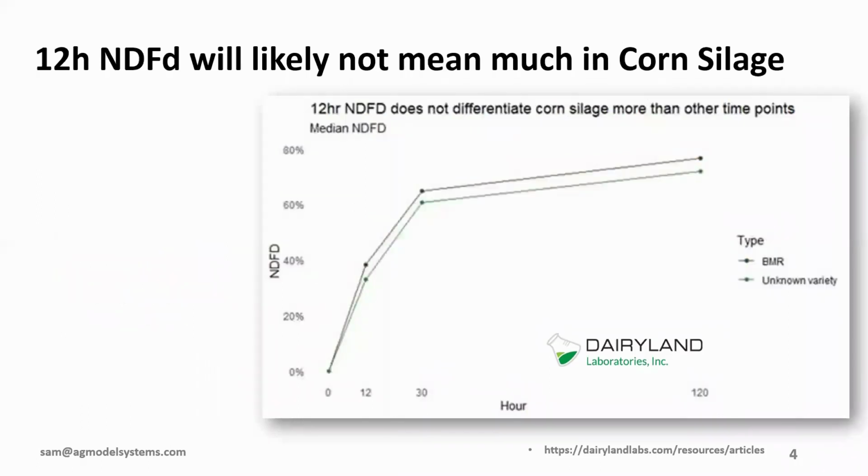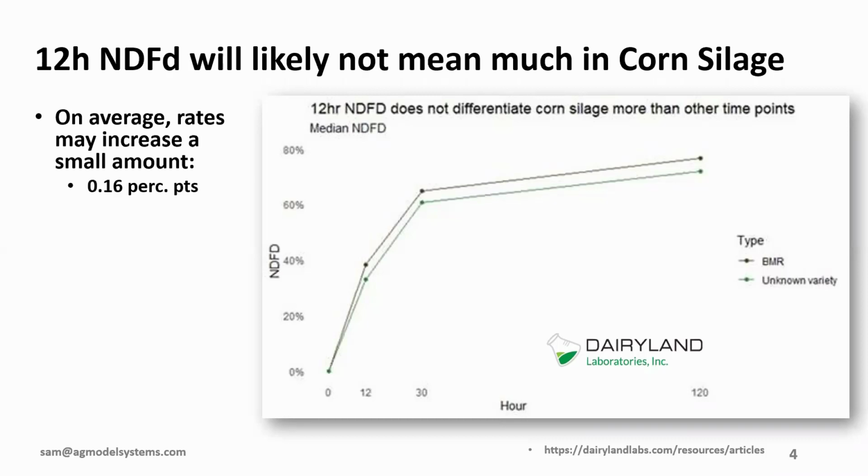All right, in corn silage, it's probably not going to mean much. There's not really a lot of variability compared to the other time points. Just visually looking at this graph between, let's say, a BMR and what they're calling an unknown variety here, but essentially we're looking at BMR versus conventional. So essentially this is saying that the 12-hour is not really telling us that much more about the digestibility of this forage. So rates still may increase a small amount because there's still a numerical change here.